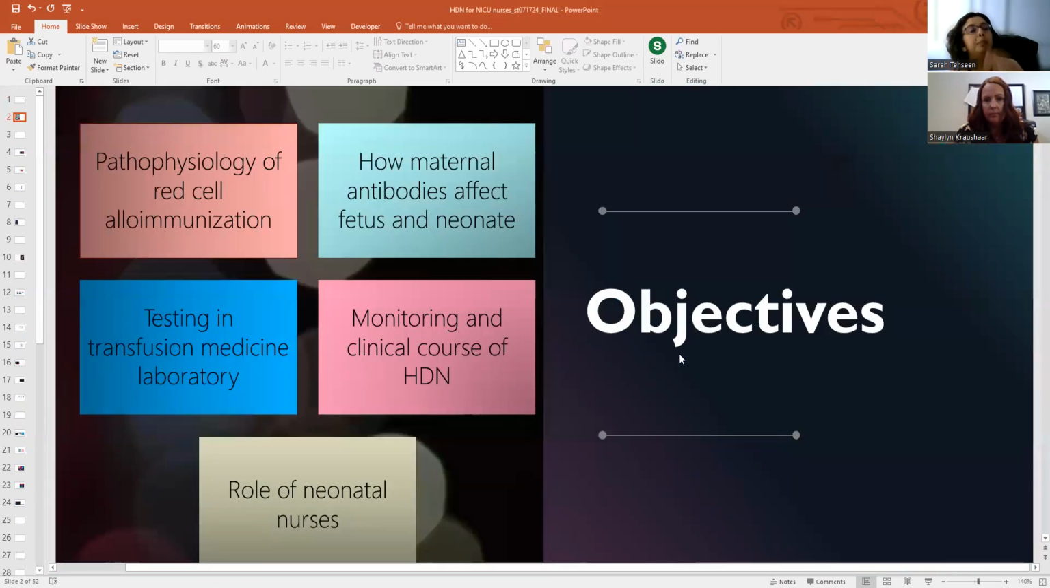The objectives of this presentation are, I'll go a little bit into the basics and talk about what red cell immunization is, what it means, what happens when mom has antibodies against the fetus and neonate. Then I go into a little bit of detail about how testing is done in the transfusion medicine laboratory, the clinical course of HDN, and finally the role of nursing in general, including neonatal nurses, and we will also talk to some degree about the role of the PRAMS program.